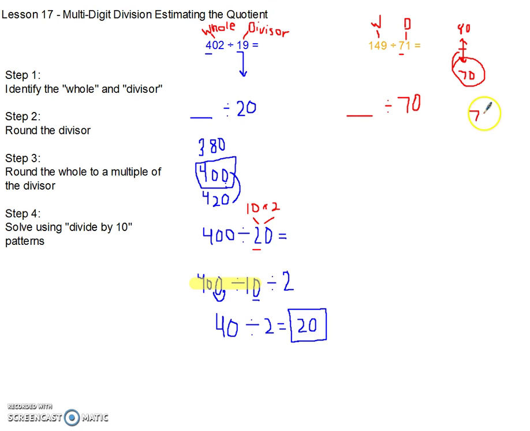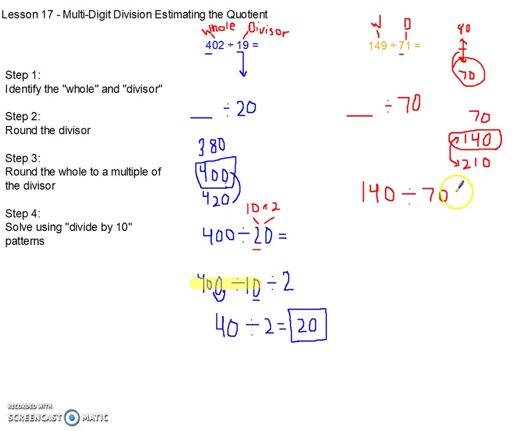So I can start with 70, then I add another 70, which is 140, and then one more 70, which is 210. And now that I have a multiple that is above my original whole number, I can stop and say, okay, my whole number is going to be somewhere either rounded down to 140 or up to 210. And since 149 is closer to 140, that is the multiple that I'm going to go with. So I'm going to rewrite my equation here: 140 divided by 70.